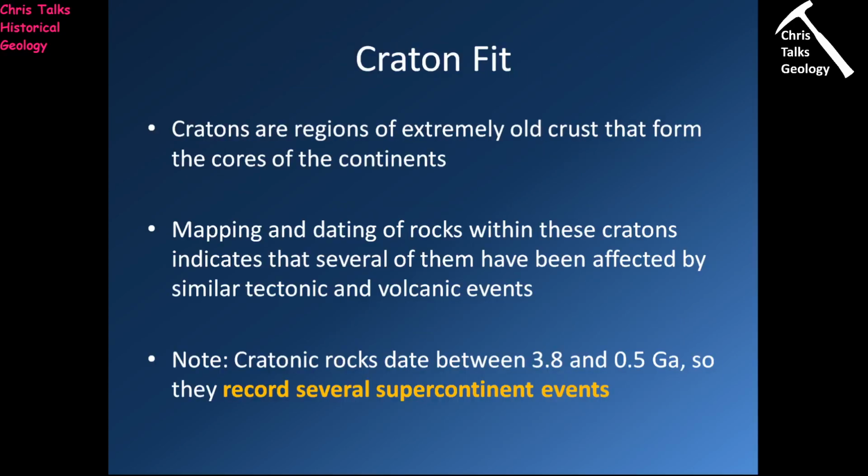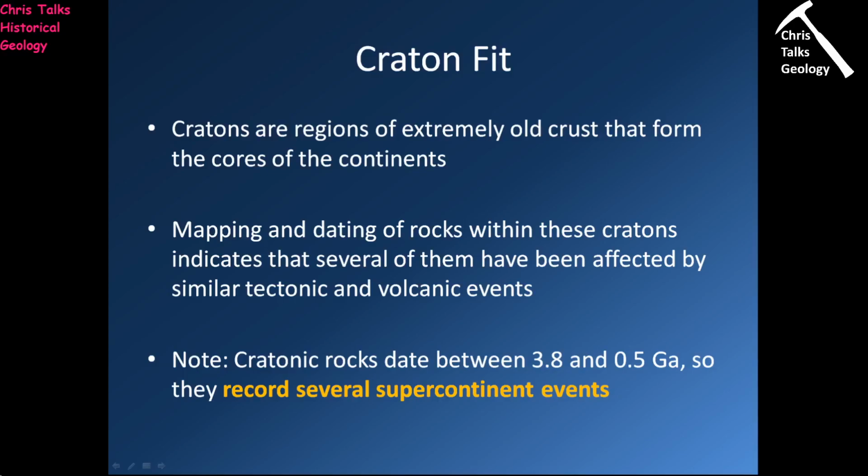Now, the Tectonic Fit and the Cratonic Fit are almost exactly the same, in that with the Cratonic Fit we're looking at exactly the same thing. We're looking at rocks which are produced due to collisions between crust. Okay, so we're looking at the remains of mountain ranges that formed millions of years ago. Now the thing about cratons is that they are very, very old. So cratonic crust is normally anywhere between about 3.8 and 0.5 billion years old. Okay, so that's a time frame of around 3.2, 3.3 billion years.